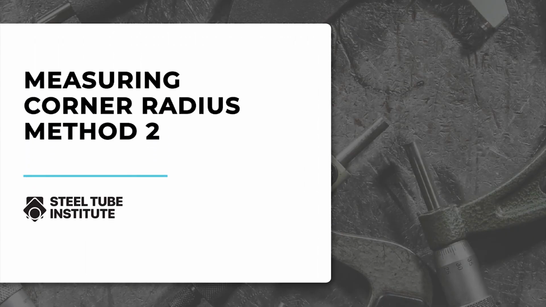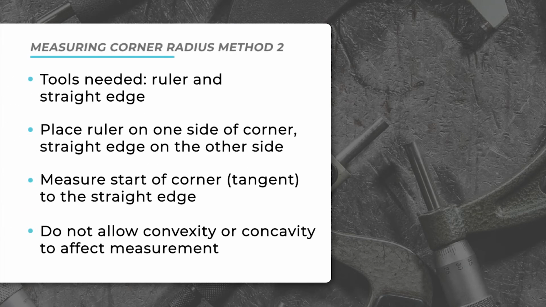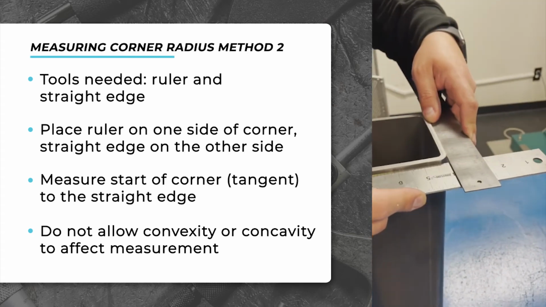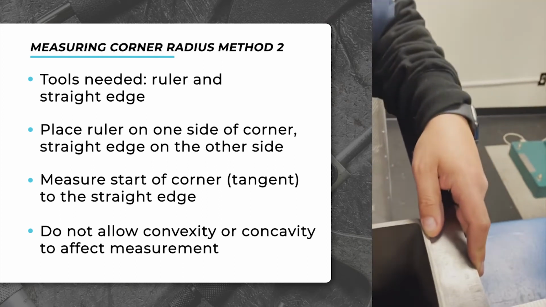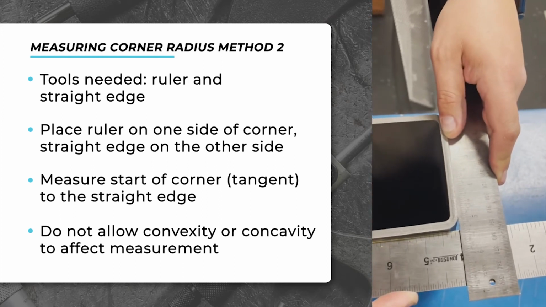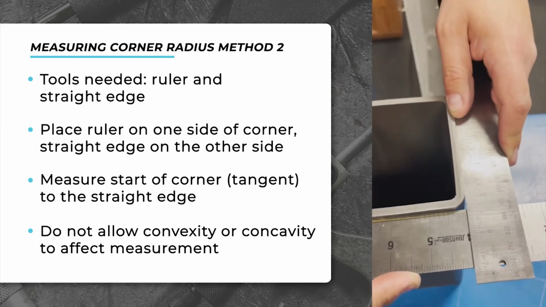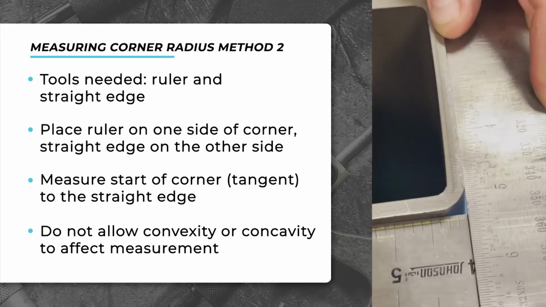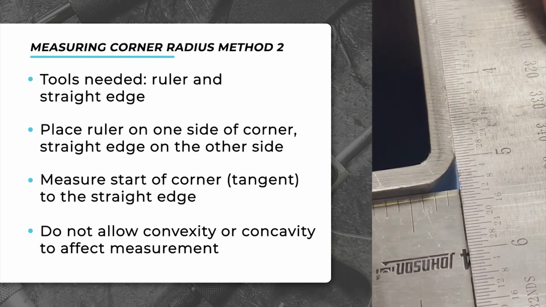Our last demonstration will be the corner radius measurement using method 2 in the STI tolerance document. We will use a ruler and a straight edge. For the same HSS 4x4 by 1/4 section, we place the ruler on one side of the corner, shown here on the right, and the straight edge on the other, shown here on the bottom. The key is to determine where the corner starts.